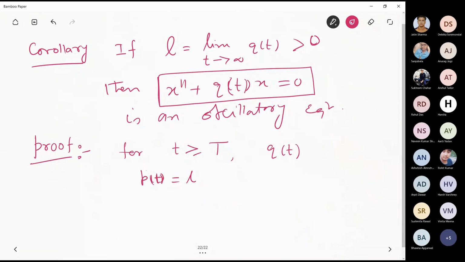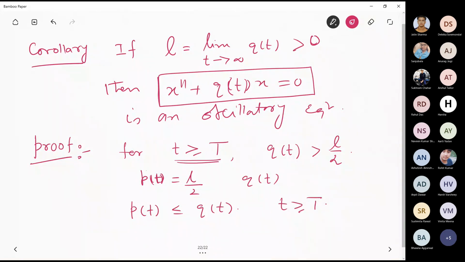Because the limit as t tends to infinity is positive, we can always choose a big T such that for all t greater than or equal to T, Q(t) is greater than, say, L by 2. So you take p(t) as L by 2 and keep Q(t) as it is. Therefore, you have the comparison that p(t) is less than or equal to q(t) for t greater than or equal to big T. And then you apply Sturm's comparison theorem.